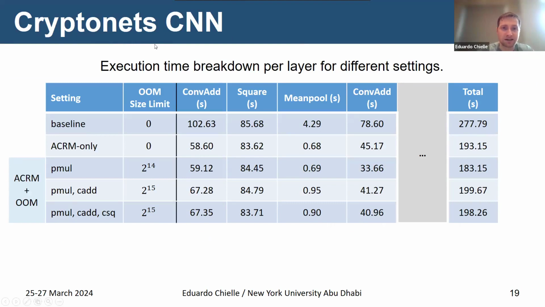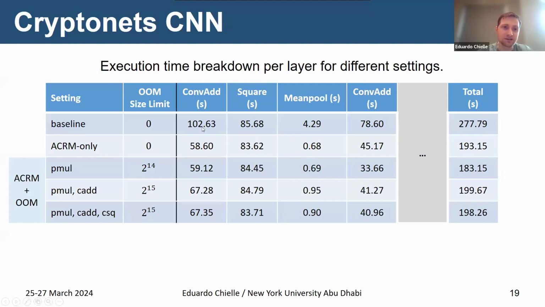Here we have the CNN, broken down by layers. There are more layers, but I'm showing the ones that have important information here. We compare also against the baseline, the reference module only, and when we use both modules for caching only multiplication, addition, and squaring. So we have here convolution followed by addition, then the square, which works as the activation function, then mean pool, which tries to do a similar task as max pooling, and convolution and addition again.